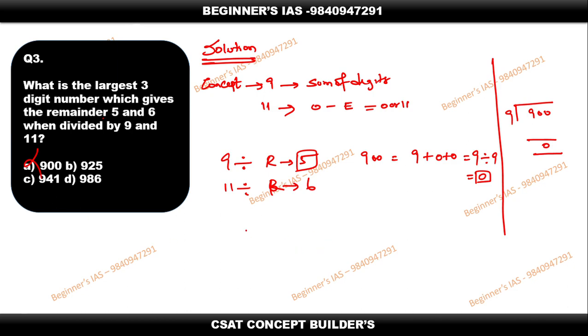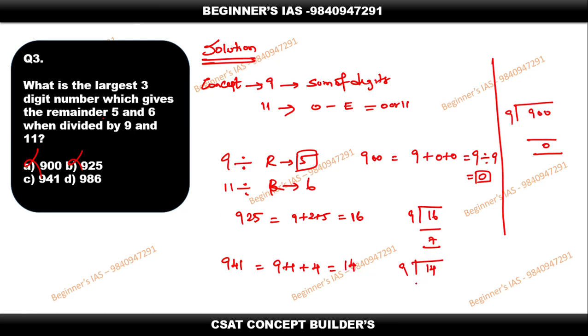900, then 925. So I am adding 9 plus 2 plus 5, which is equal to 16. When I am dividing this by 9, it gives you a remainder of 7. Therefore you can eliminate this also. Now I am moving to 941. Now listen carefully. This is the procedure: 9 plus 4 plus 1, or else 9 plus 1 plus 4, both are the same. Here it is nothing but 14. Yes, when I am dividing 14 by 9, it gives you a remainder of 5.